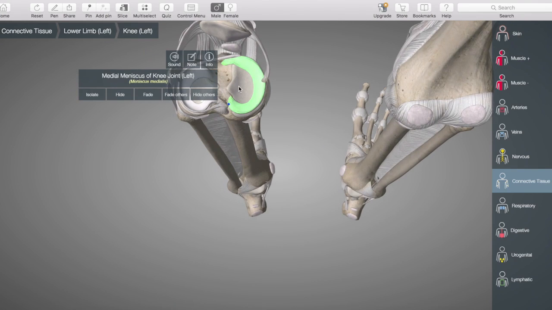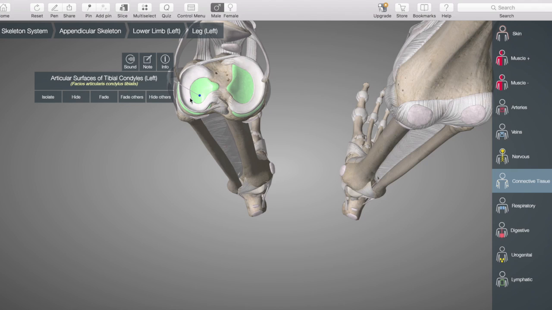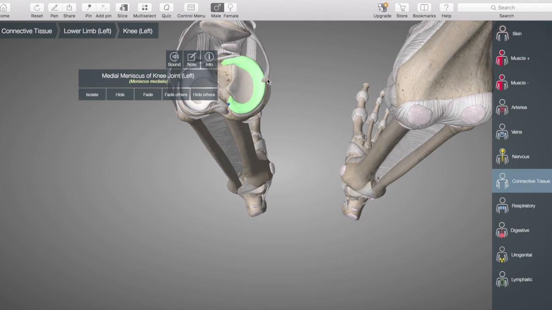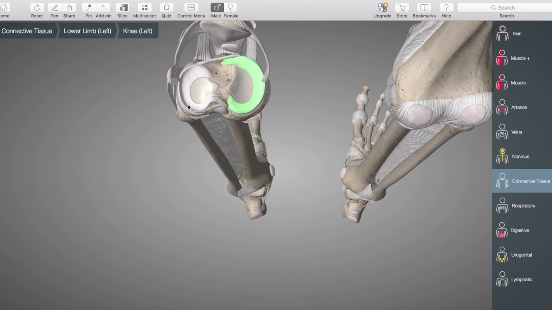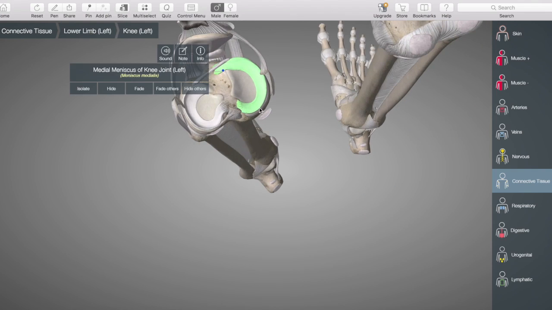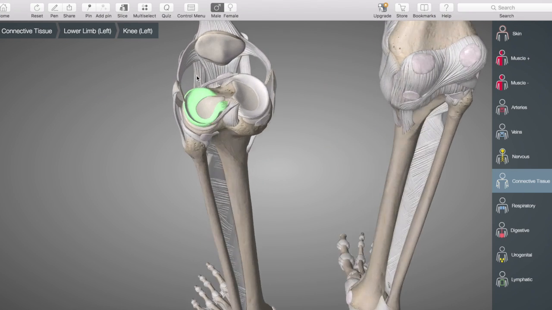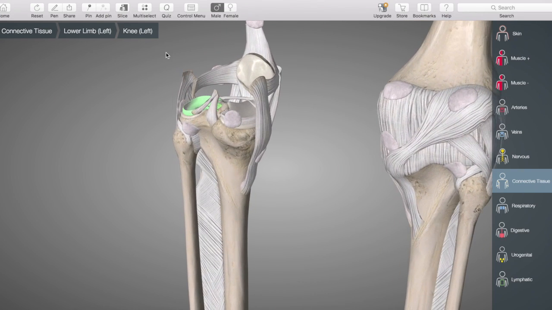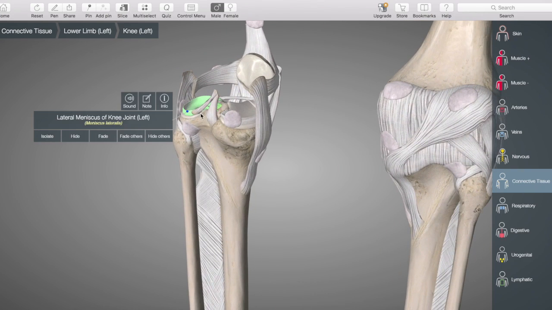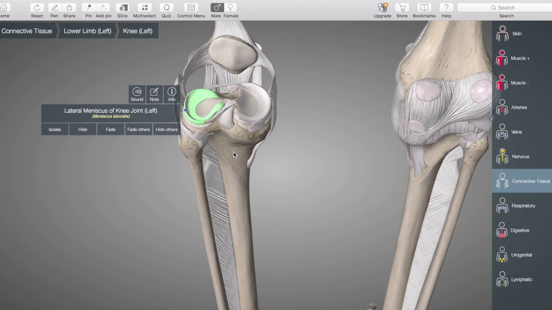Here's our medial meniscus of the knee. You saw me point out the articular surfaces of the tibial condyles earlier. So these are the menisci. This is the medial meniscus, and this is the lateral meniscus. These are half moon-shaped structures. They help deepen the knee joint itself. If we go down to this level, you can see how it deepens along that edge.